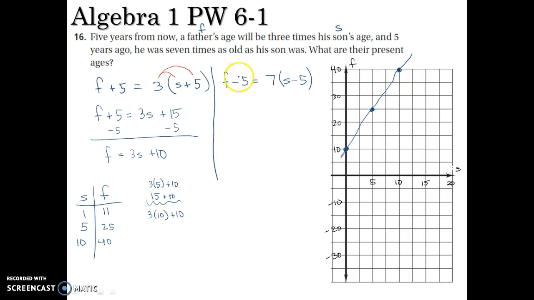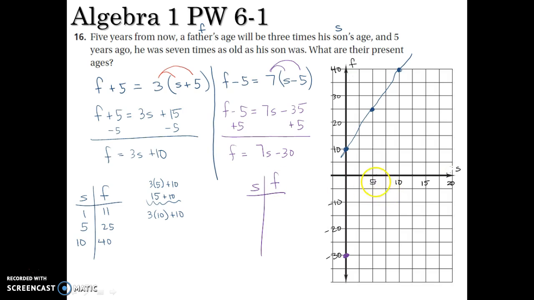Now I'll run through that process for this line. 7 times S and 7 times negative 5. So I'm going to get F minus 5 equals 7S minus 35. To get F by itself, I'm going to add 5 to both sides. And I get F equals 7S minus 30. So my y-intercept is negative 30. My slope is 7. And I'm going to do a similar thing over here. I'm going to make a little chart. And I'm going to use my 5 and my 10.